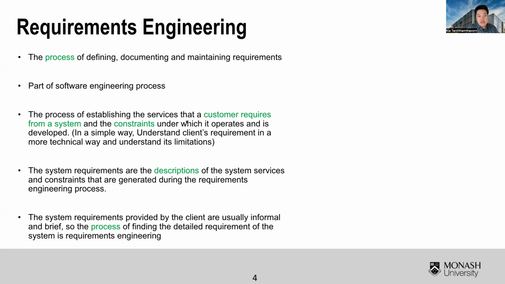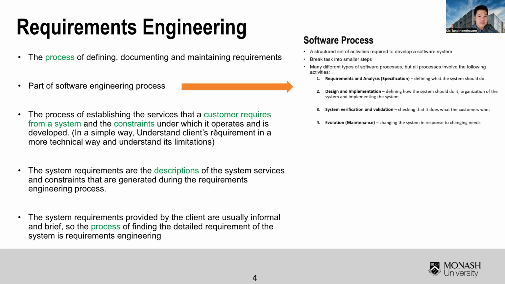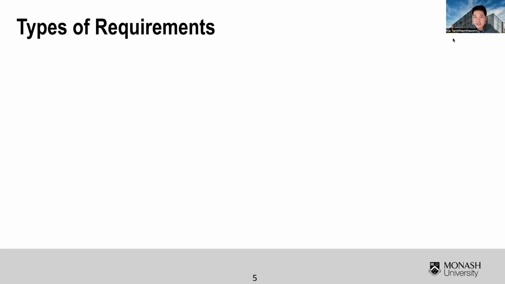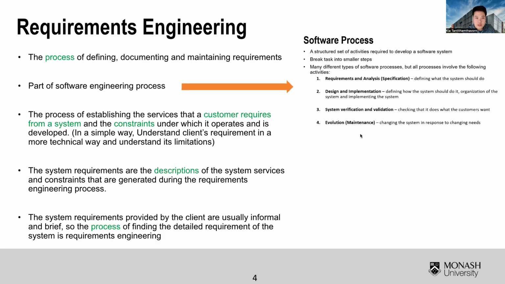To elicit the requirement, normally we need to write a description of what the system should perform. That is the thing we need to write as part of requirement engineering. As I mentioned before, as part of the software development life cycle, requirement engineering and analysis is the first step before we develop software.